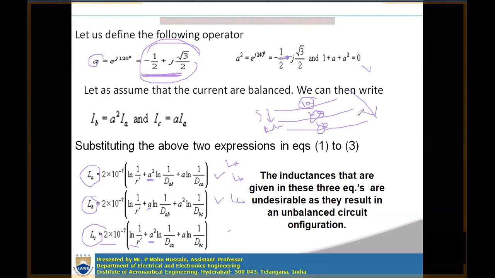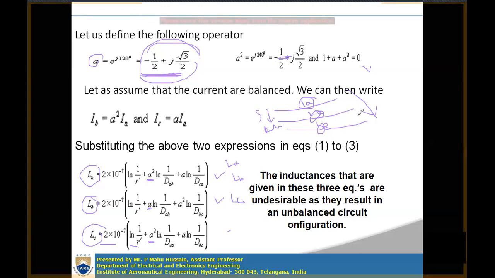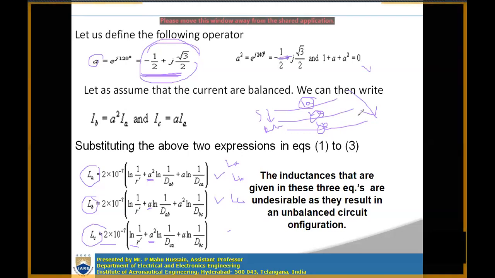How can you do that? That can be done by the transposition of conductors. Transposition of conductors we will explain in tomorrow's class. It is already time up. What is transposition and why it is used can be explained in the next class.